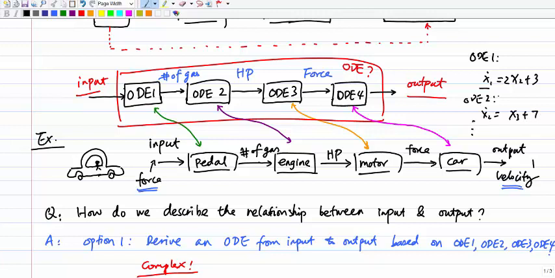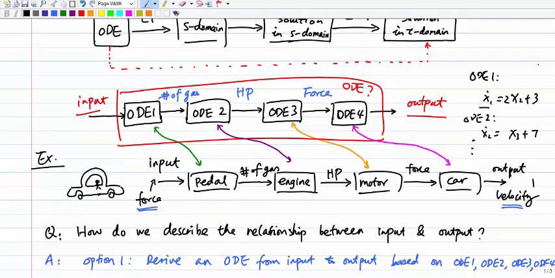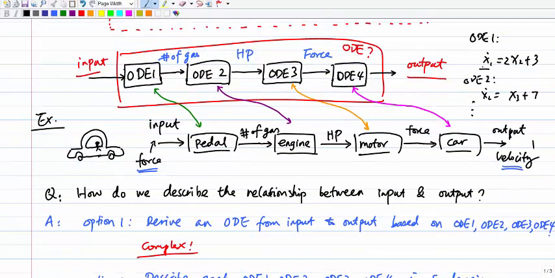You can do this one. So you can write all the stuff together. Now what you do is you want to derive a differential equation that can directly relate to the input x1. That's my input x1.